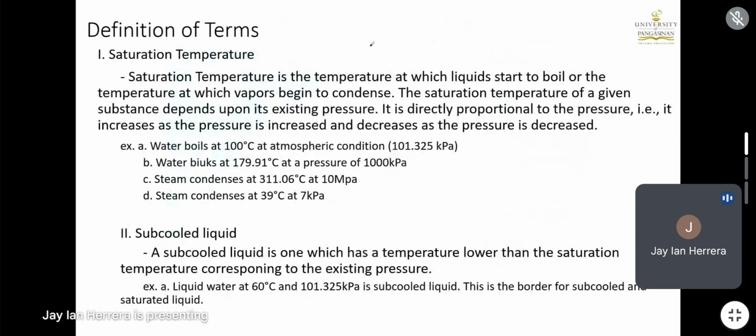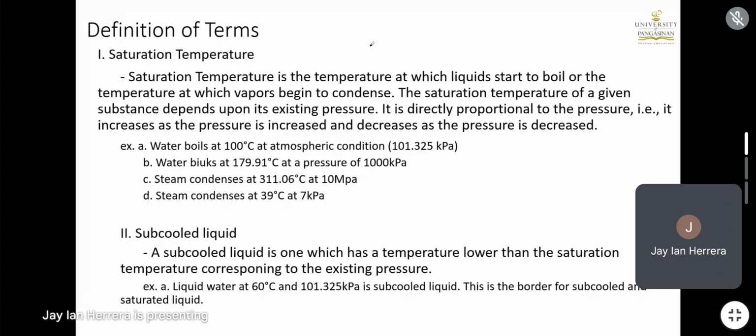Okay. So, definition of terms muna tayo since we're running out of time. So, in-explain ko na kanina, pero explain ulit natin with the definition na and then examples. So, first is saturation temperature. Saturation temperature, it is the temperature at which liquids start to boil or the temperature at which vapors begin to condense.